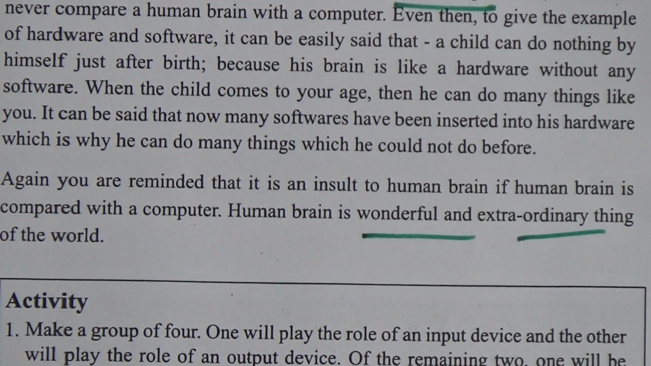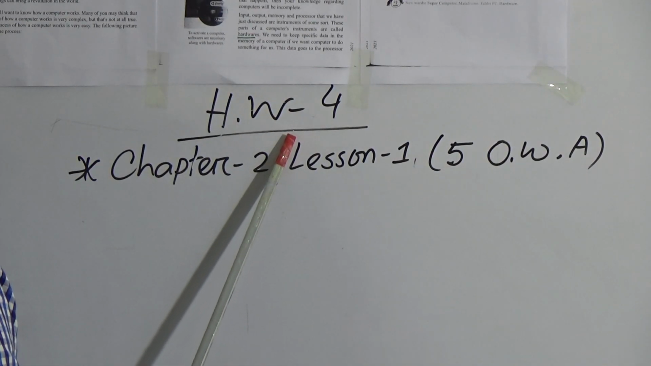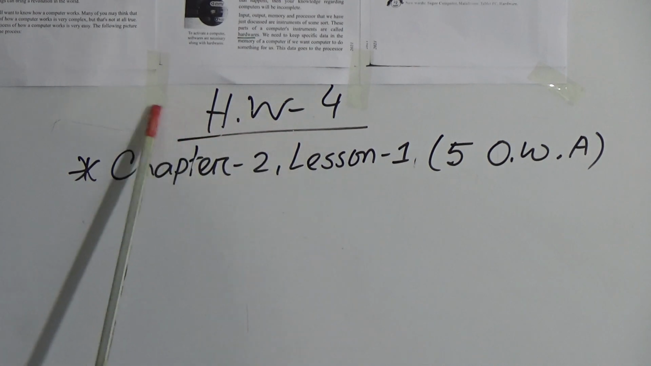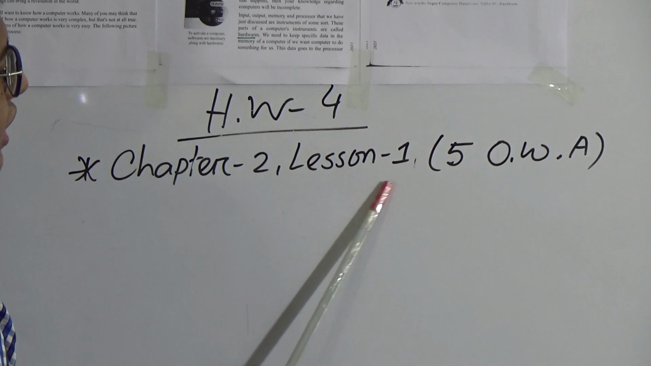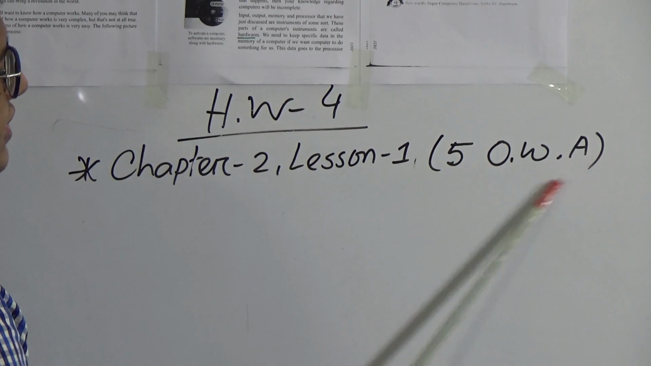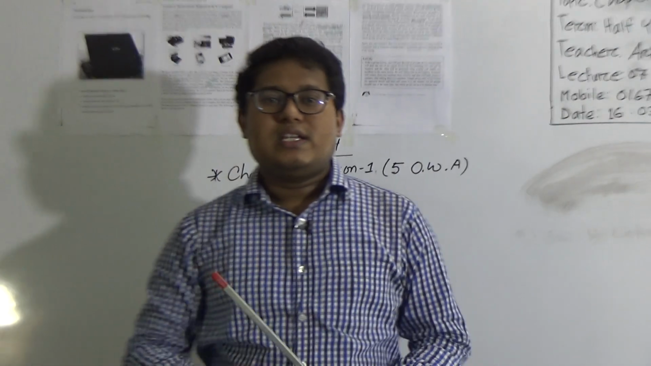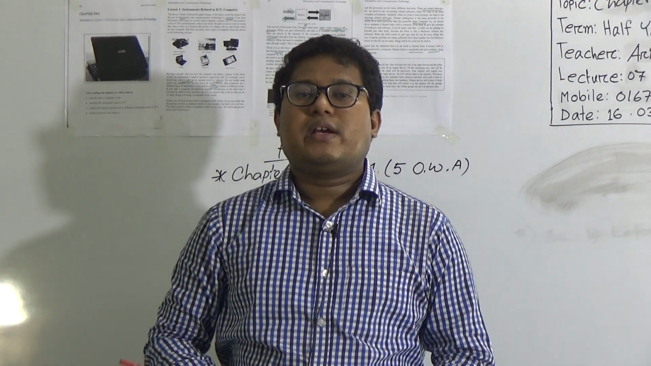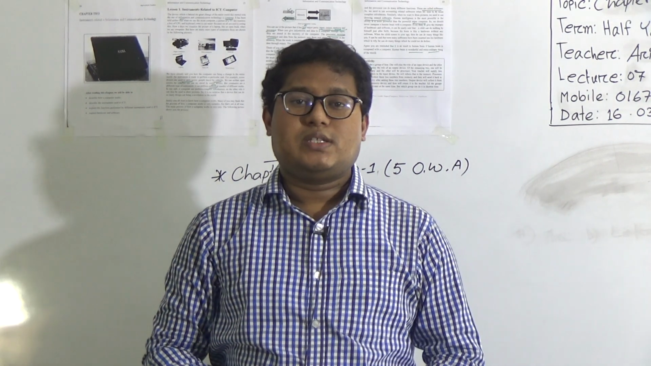So my dear students, there is SW4. This will be SW4. There is a mistake of SW. SW5 has gone before SW4. So this will be SW4. Chapter 2, Lesson 1. Make 5 OWA. One word answer. Okay, my dear students. So that's all today, my dear students. Keep practicing at home. Okay, my dear students. Do your assigned SW at home and submit on Saturday from 9 AM to 3 PM in the school library.